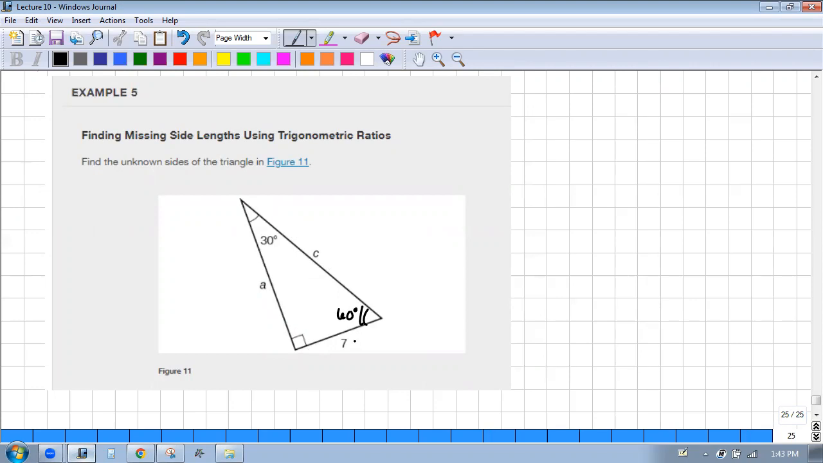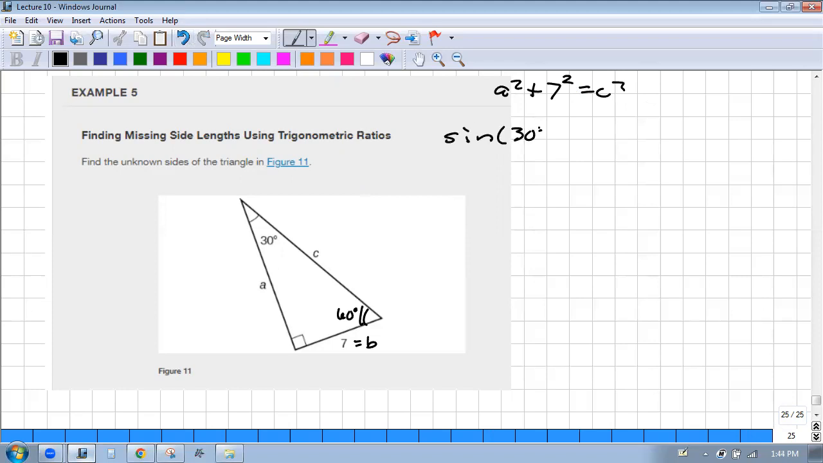If I call this b here, I know that a squared plus b squared has to equal c squared, but we know what b is. With the Pythagorean theorem, there are two unknowns. That's not enough to figure out what a or c is. But we know 30 degrees here. Pick a definition. If it's not the Pythagorean theorem that you use first, then it's one of your trig definitions. Pick one.